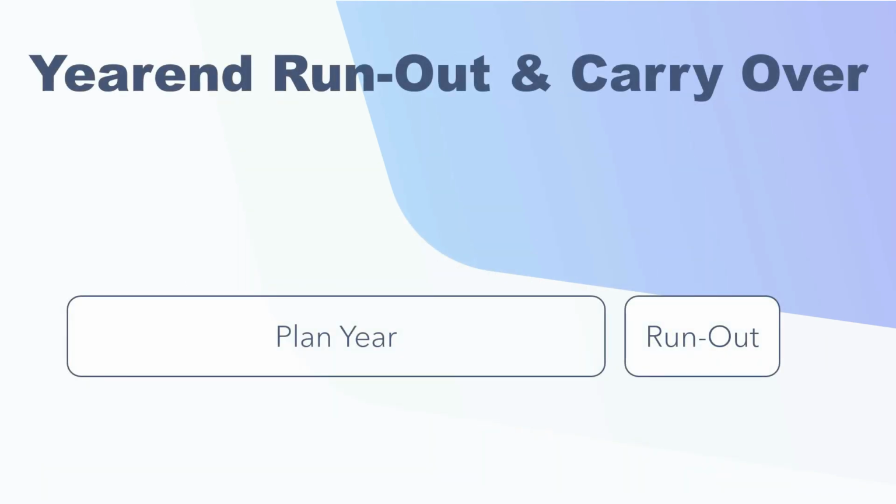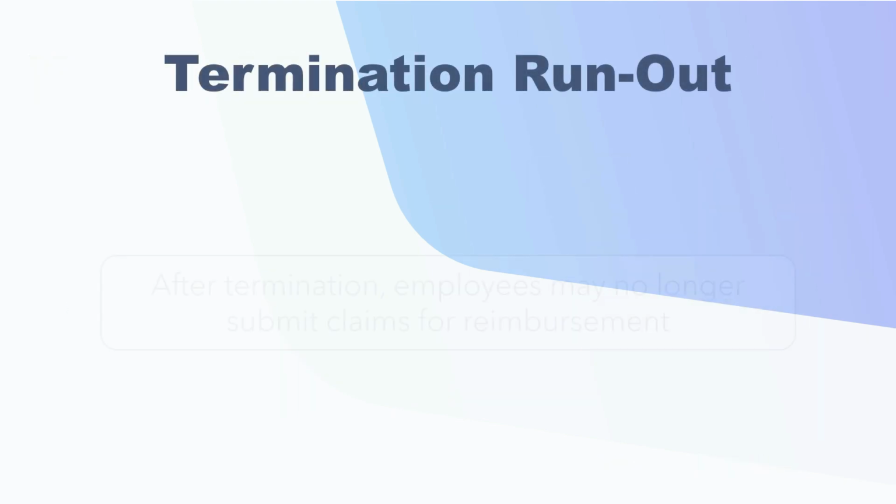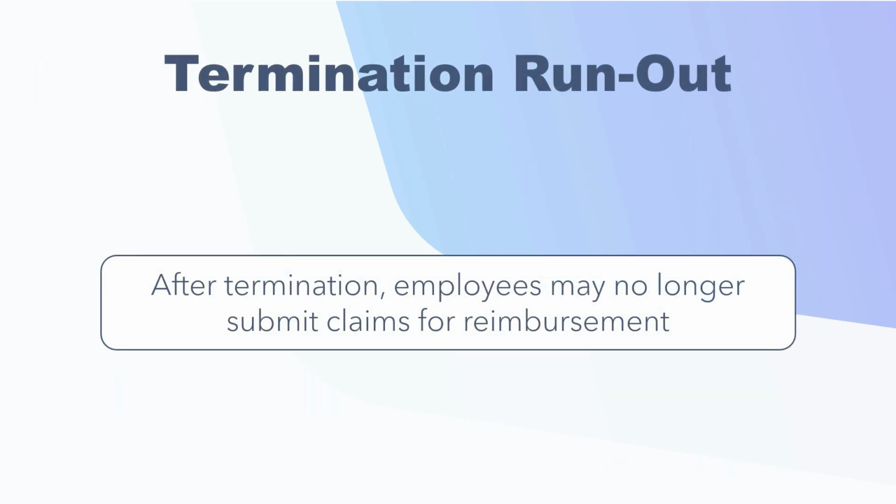After the plan year ends, employees have 75 calendar days to submit claims for expenses incurred in the previous plan year. Unused allowance from the previous plan year reimburse these expenses. Allowances remaining after the year-end runout are forfeited. After an employee is terminated, they may no longer submit claims for reimbursement.